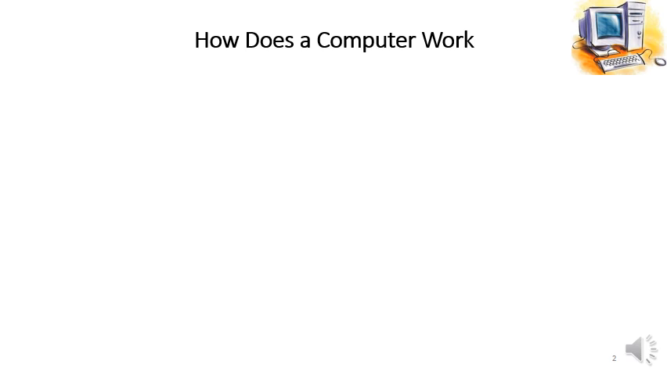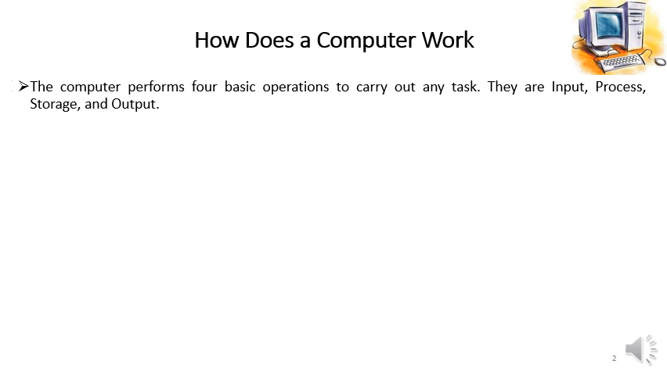First of all, how does a computer work? The computer performs 4 basic operations to carry out any task. They are input, process, storage and output. These are the 4 basic operations performed by any computer: input operation, processing operation, storage operation and output operation.